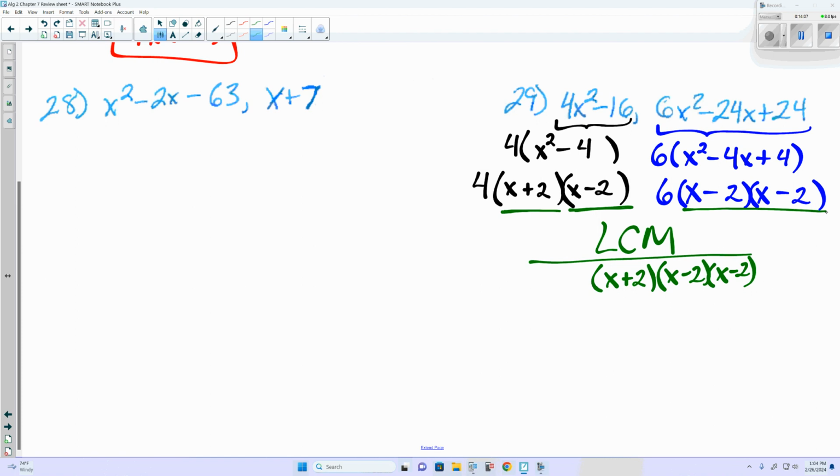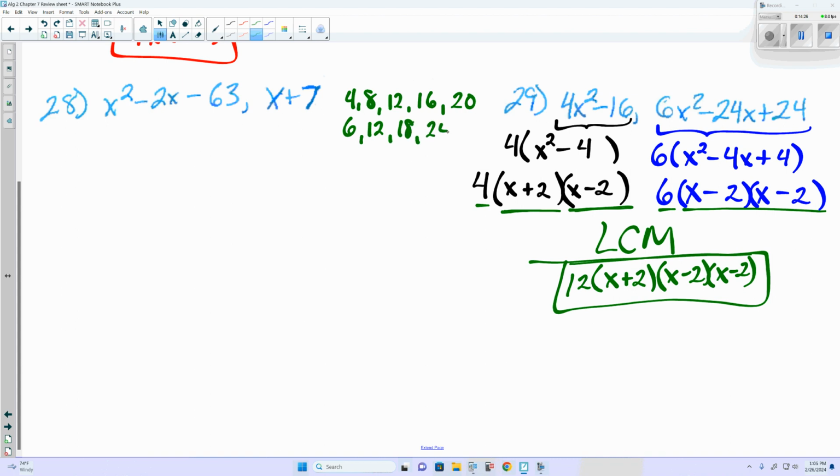And then the other thing is going to be 12, the least common multiple between 4 and 6. The first number we can turn both of them into is 12, because we can look for 8, 12, 16, 20. Why did we pick 12? Because that's the first number we can turn both 4 and 6 into.